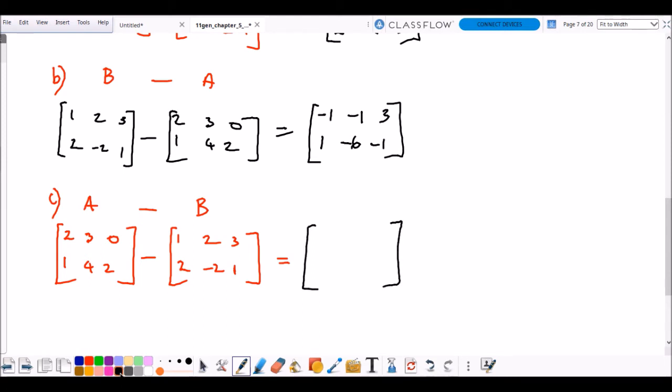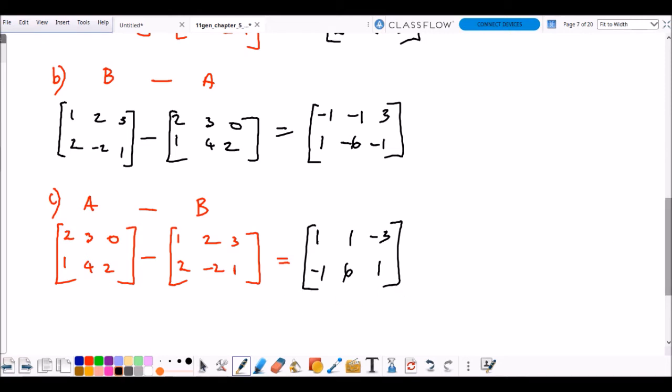So 2 minus 1 is 1. 3 minus 2 is also 1. 0 minus 3 is negative 3. 1 minus 2, negative 1. 4 minus negative 2, tricky. It becomes plus, so it becomes plus 2, which is 6. And 2 minus 1 is 1.